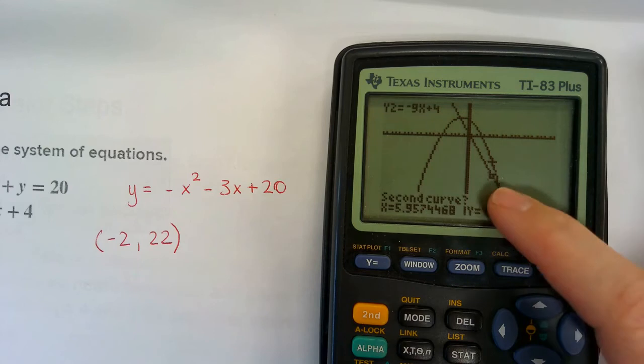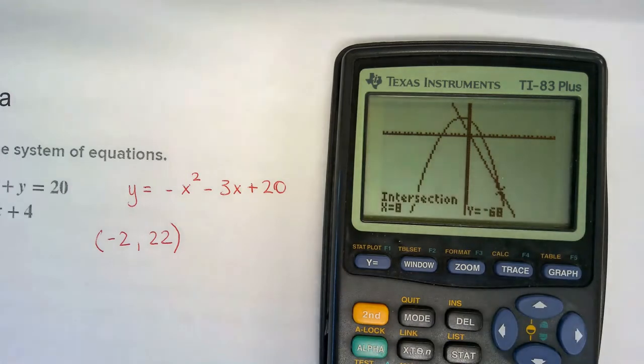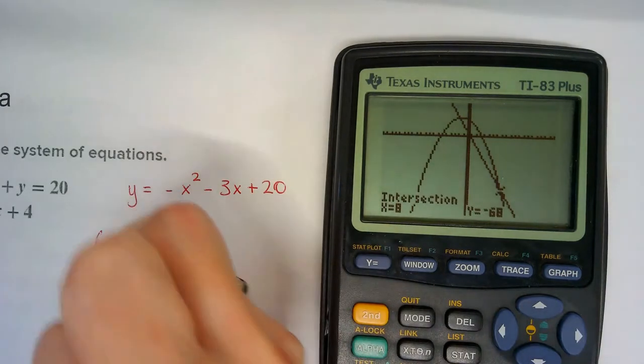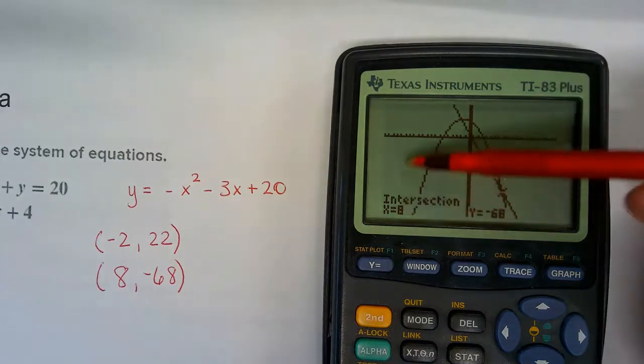Now it's on the other curve close to that intersection, and then I'm going to hit my third enter, and it's going to guess it. So yes, there were 2 intersections. The tricky thing about these is they don't always show you the entire graph.